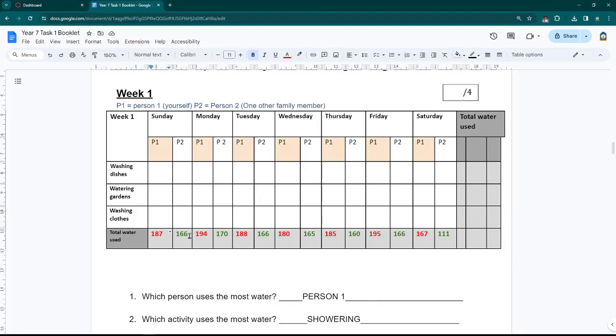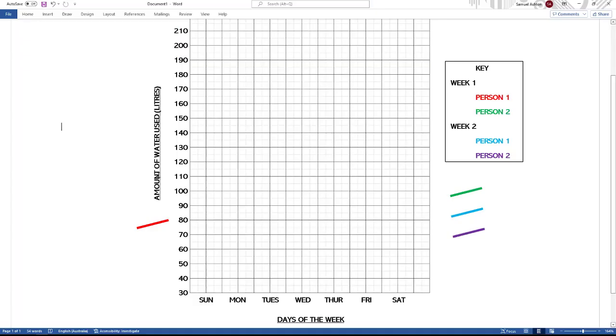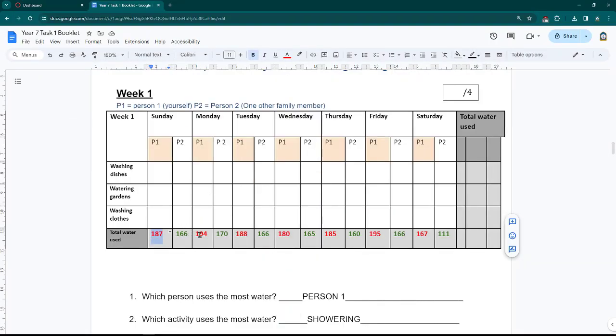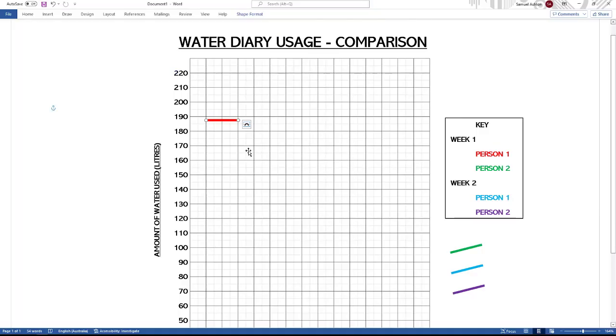I've got all these different days that I need to log in for the red, for person 1, week 1. So I'm starting on 187 liters on Sunday. So what I'm going to do is find 187, which might be up here. I'm going to make sure that it's lined up on the line here. This is my starting point, and then we'll just chuck that there just for now. So my next one that I need to go to is 194. So what I would actually do, sorry, I'll show you what I would normally do.